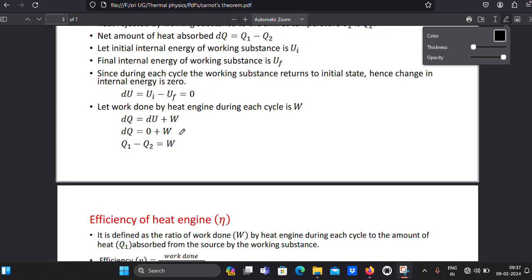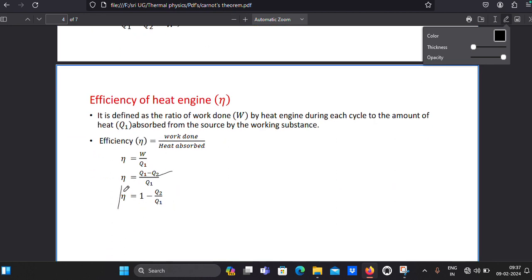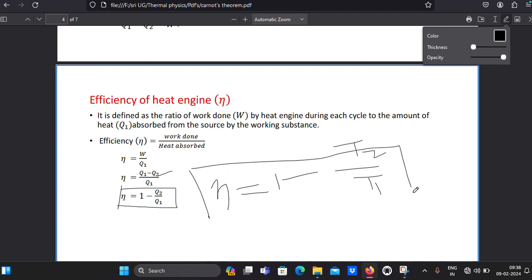So above, W1 is this one, W is, so substitute the W value here and I write. This is the efficiency formula in terms of Q, and the efficiency formula we can also write in terms of temperature: 1 minus T2 divided by T1. Don't forget, this is also an important formula in terms of temperature. The other is in terms of heat energy. The efficiency formula in terms of temperature is 1 minus T2 by T1.